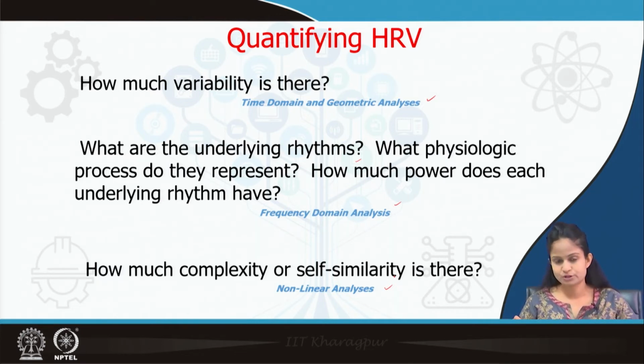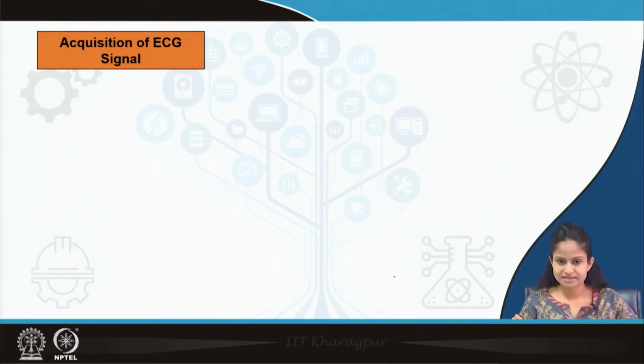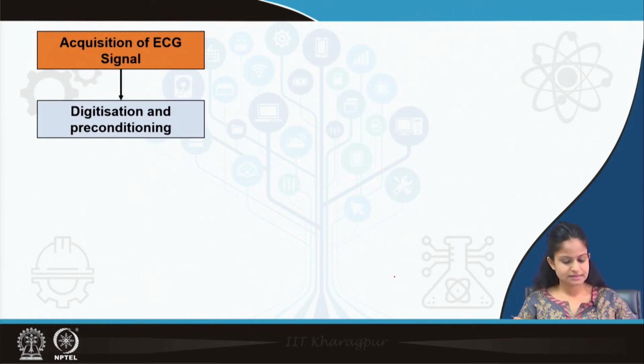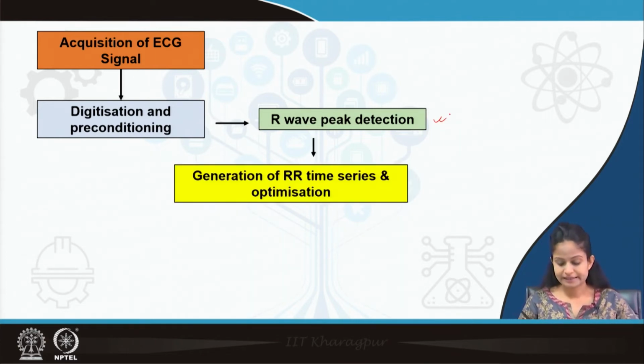Based on which parameter or which domain you want to check, you have to perform that analysis. So, the ECG signal is acquired, the ECG recording is done, and we have obtained the ECG signal. Then digitization or preconditioning of this ECG signal is done. After this preconditioning, we can detect the R wave peaks, that means we will get RR intervals. We will generate the RR time series and optimization. Now, generation of the RR time series means the RR, also known as NN, interval sequence.